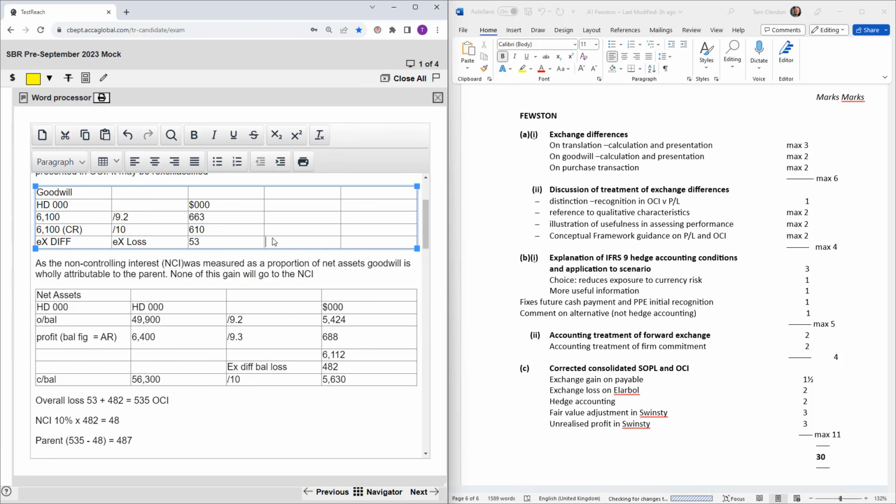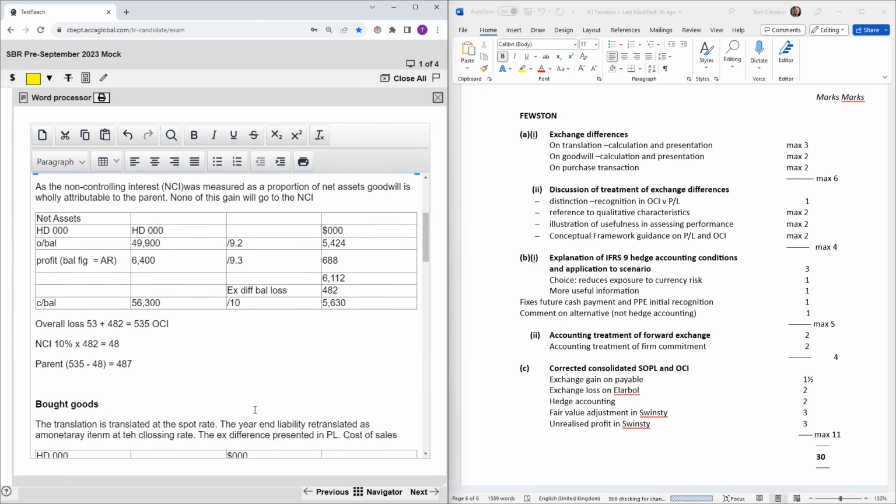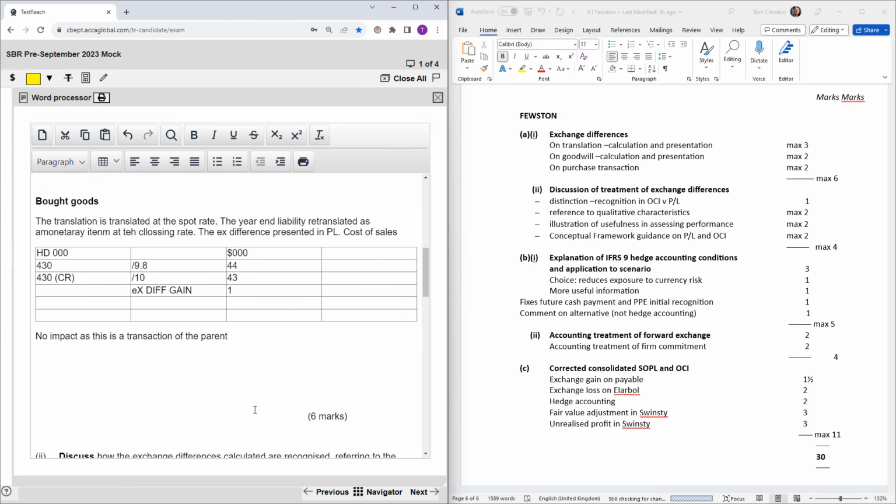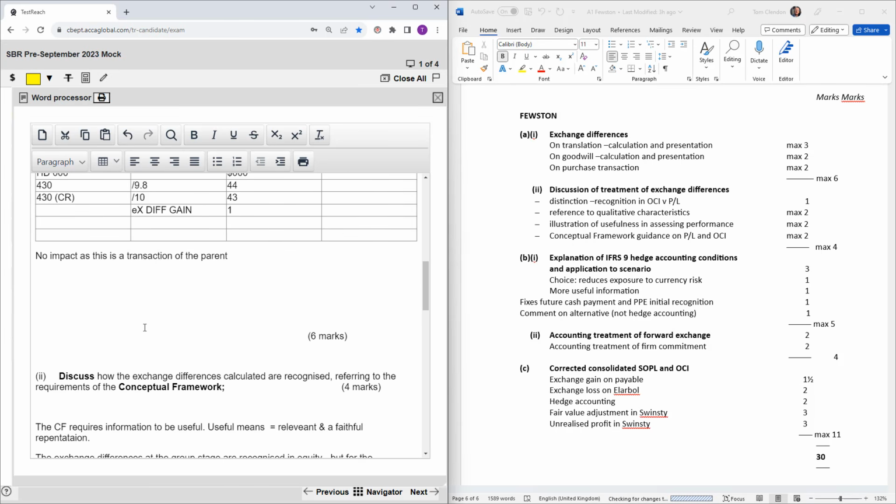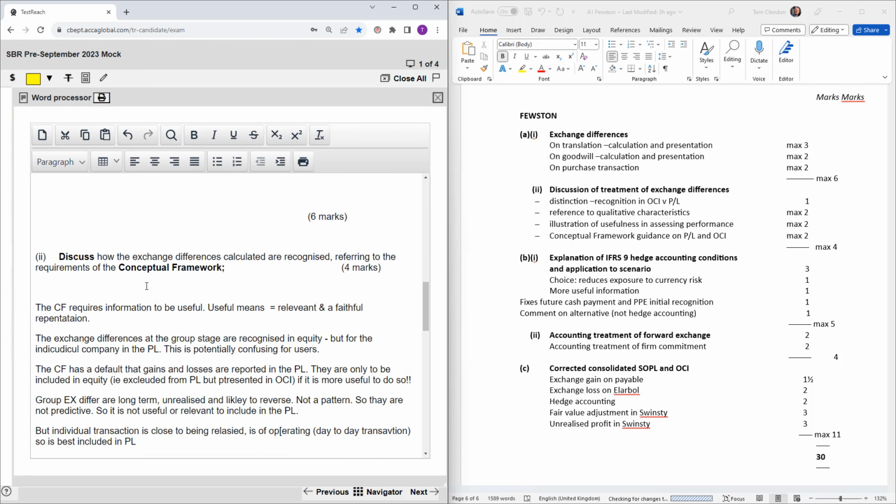I'm giving myself 6 out of 6. All right. Because everything verified. No impact on the NCI as a transaction of the parent. Oh, I can't help myself. I did have a moment there on review.